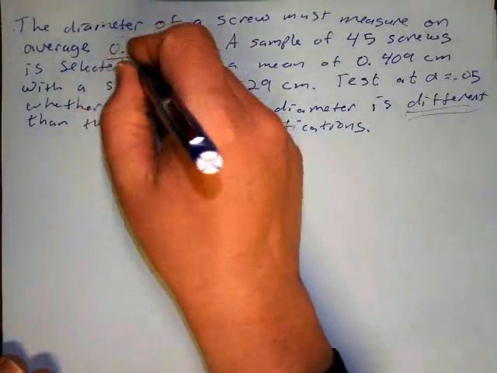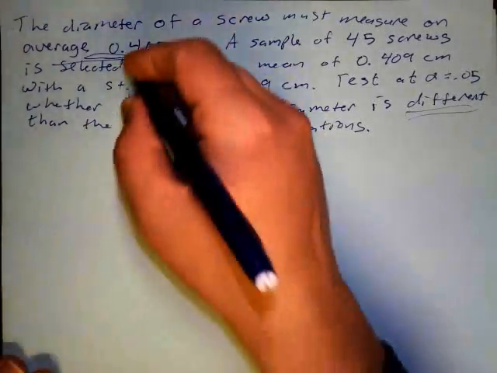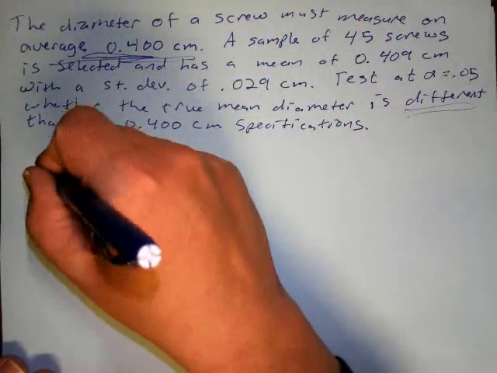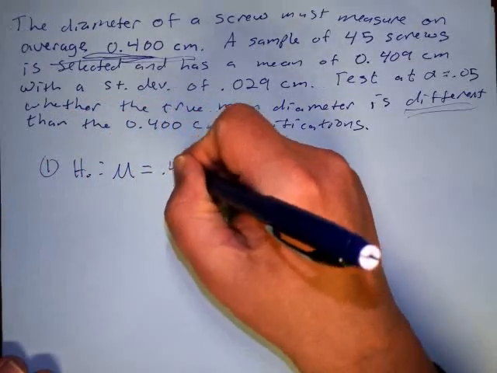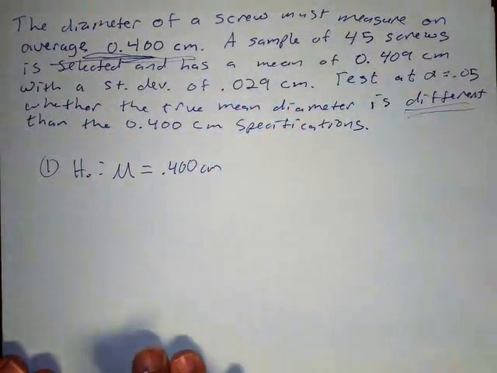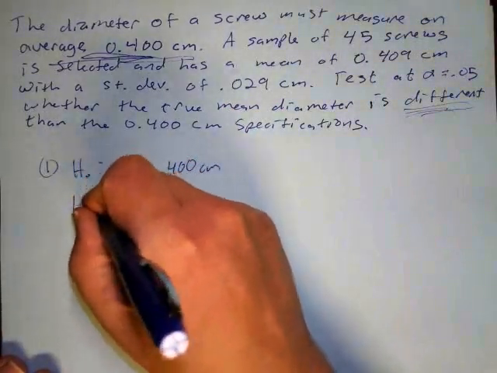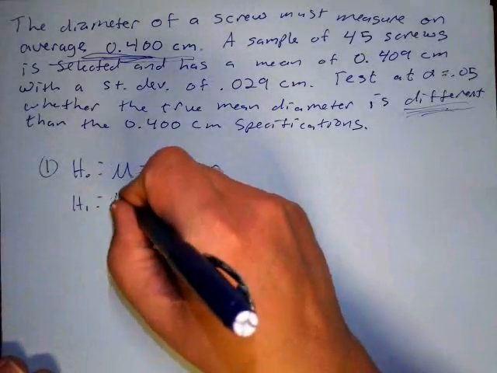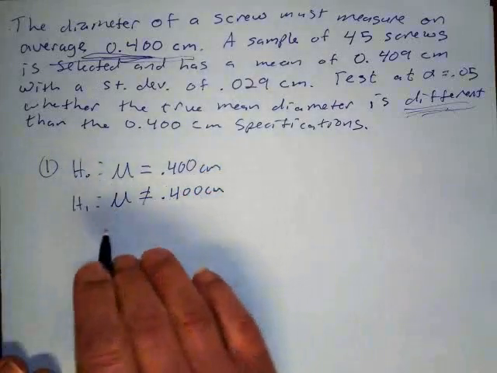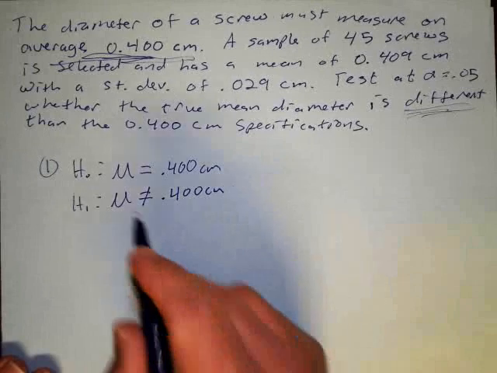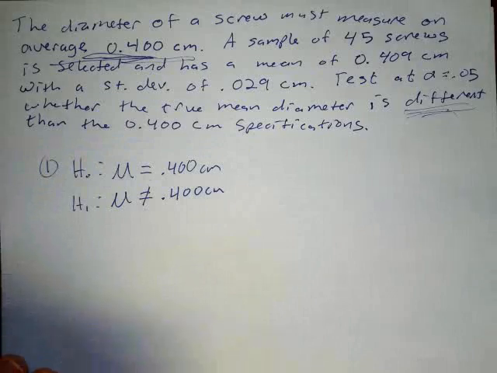Okay, so these are like the specs. This is what it should be, and we don't know whether the true mean is that or not. That's what we're testing. So this is our hypothesized mean, and the null always says the true mean is equal to the hypothesized mean. In this case I'm testing to see if maybe it's different than that. Not necessarily greater than or less than, but different than. So this is not equal to 0.400 centimeters. So the alternative here, I want to show that the true mean is not equal to the specifications. So that makes this a two-tailed test.